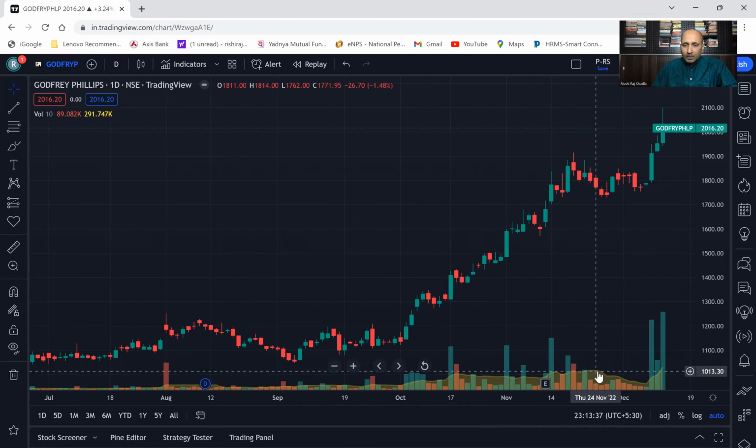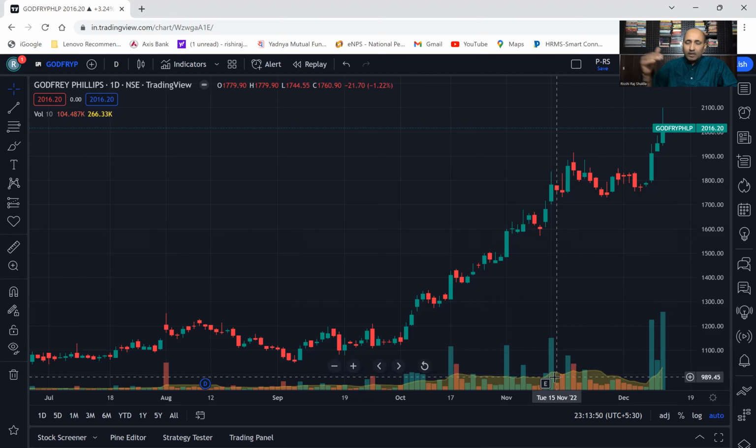Whenever the volume is covered inside, too low inside, that means there is less volume. Whenever it is touching the line or coming out of this area, that means there is significant volume. And whenever we observe significant volume, that means there is significant movement in price. It is bound to happen.